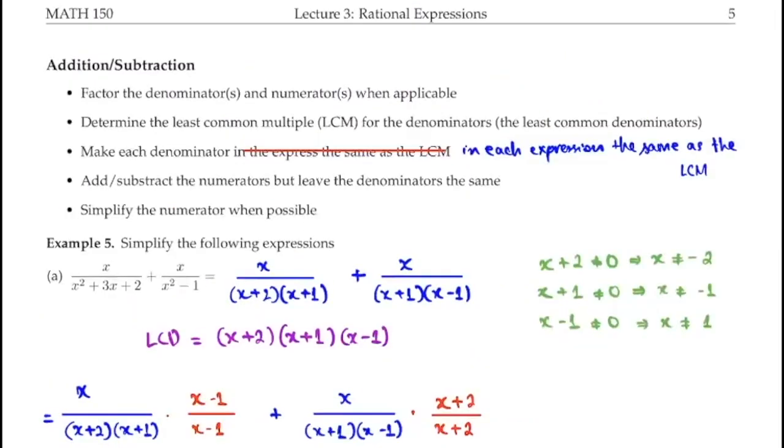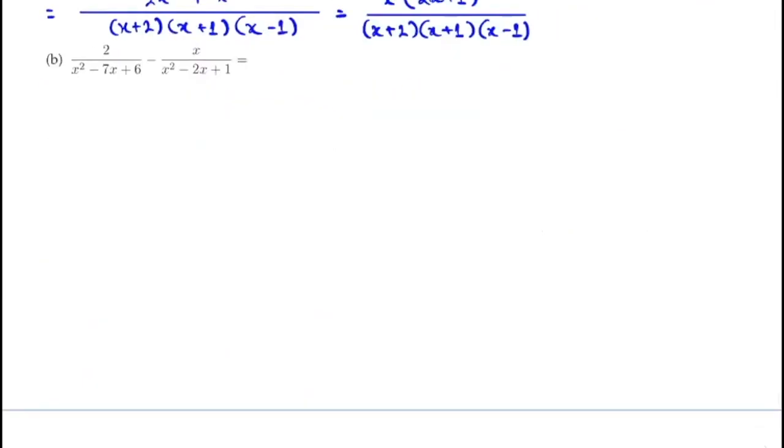So let me go through one more example. So in this problem, again, you have 2 rational expressions, one subtract the other. So 2 over x squared minus 7x plus 6 minus x over x squared minus 2x plus 1. So again, we're going to simplify, factor the numerator and the denominator when possible. But in this case, there's nothing to factor on the numerator. So here's what we do.